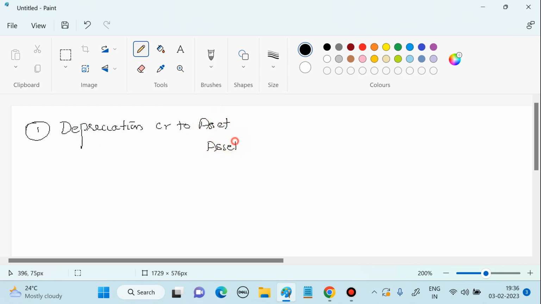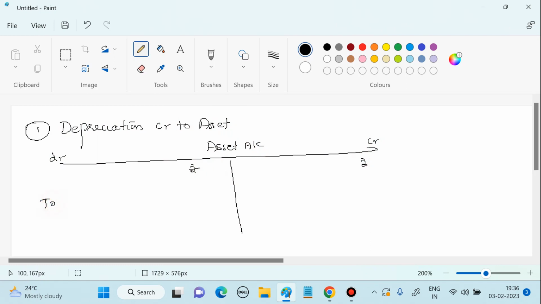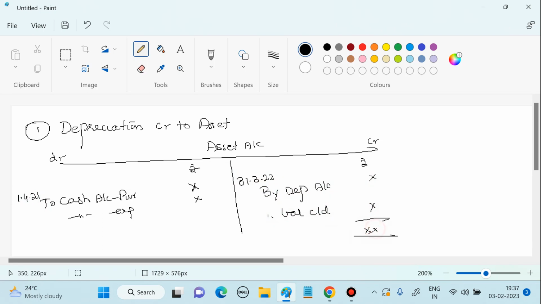So how would that be? There's an asset. You would have the purchase here. Whenever you purchase, you incur some expense on that purchase immediately, and that is also added to it. Then at the year end, suppose it is purchased on 1st April 2021, on 31st March 2022, the first thing you have to provide is depreciation. That is going through the asset account, and then you would have the balance carried down. This is how it would be. Got that?